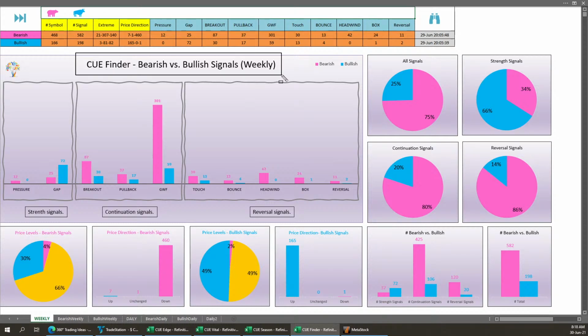The Finder weekly picture balances bearish and bullish technical signals across thousands of stocks. All signals are 75% bearish. Strength signals are more bullish, because of a larger number of gap ups. Trend continuation is 80% bearish, reversal 86% bearish. And the large number of gap ups is associated with a large number of bearish reversals. Overall, that is bearish.